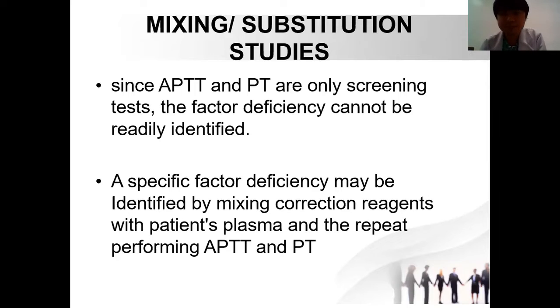By mixing studies, in which mixing reagents are mixed with the patient's plasma, then you do correction by repeating the prothrombin time and APTT. In this test, you mix the patient's citrated plasma with mixing reagents that will substitute the missing factor of the patient, and then we check if the APTT and prothrombin time have been normalized. If that is the case, then we can identify which factor is missing from the patient.